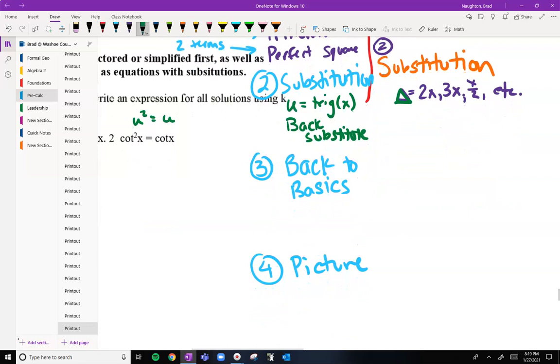Back to basics, and I think that is an important one too. When I say back to basics, that means you're going to use sine, cosine, and tangent. If you have cosecant or cotangent, assume that at some point you're probably going to change that and make your life a little bit easier, okay?